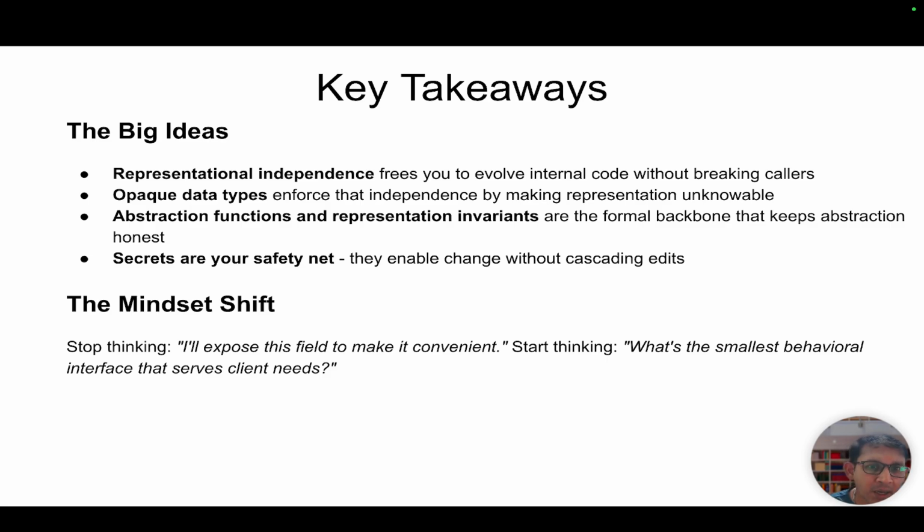Now, the most important ideas from this lesson: representation independence will free you to evolve internal code without breaking callers. This is perhaps the most powerful tool you have for managing complexity in large systems. Opaque data types enforce that independence by making representations unknowable. The language mechanisms vary, but the goal is always the same: prevent clients from depending on internal structures. Abstraction functions and representation invariants are the formal backbone that keep abstractions honest. They help you reason about correctness and maintain invariants across changes.